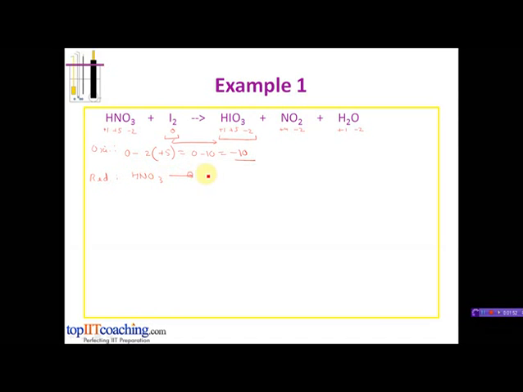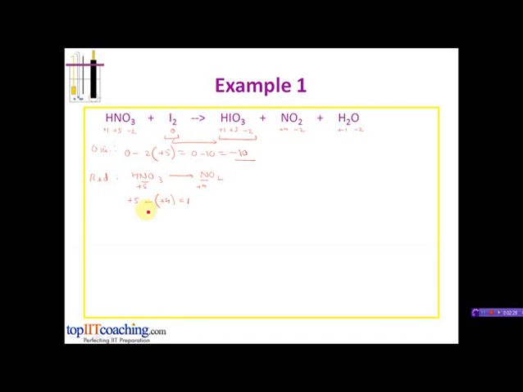HNO3 is getting converted into NO2. The oxidation number of nitrogen in HNO3 is +5 and that of nitrogen in NO2 is +4. As you can see, the oxidation number of nitrogen is decreasing. Therefore, this is the reduction reaction. So the change in the oxidation state will be +5 minus +4, that is equal to 1.